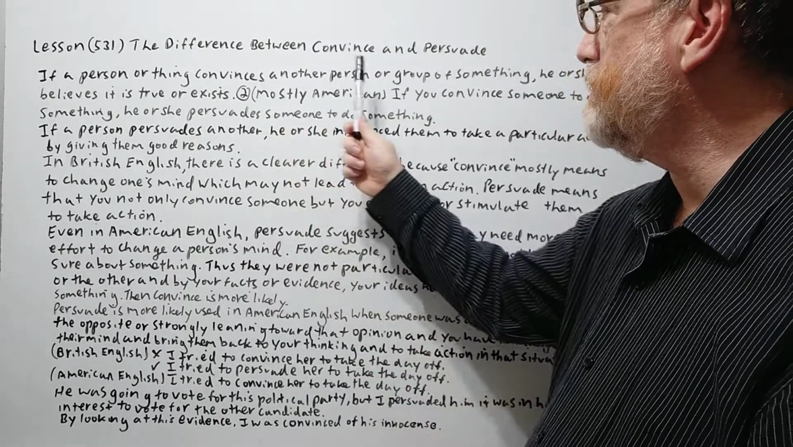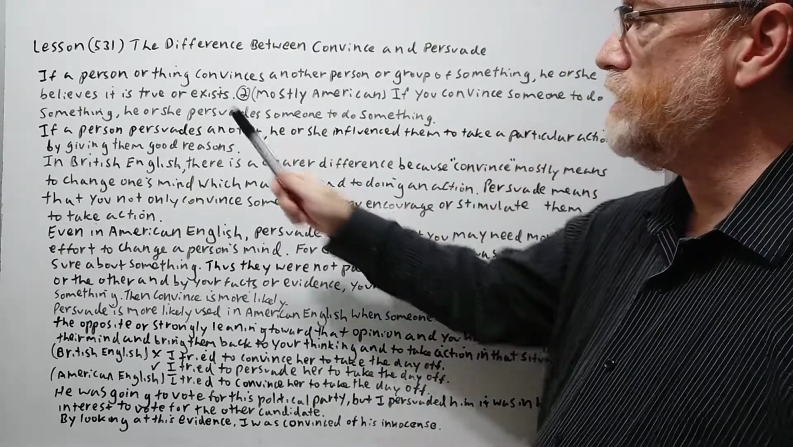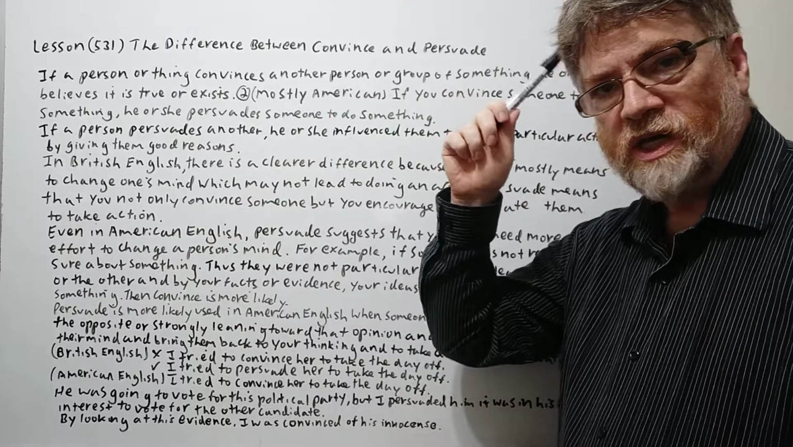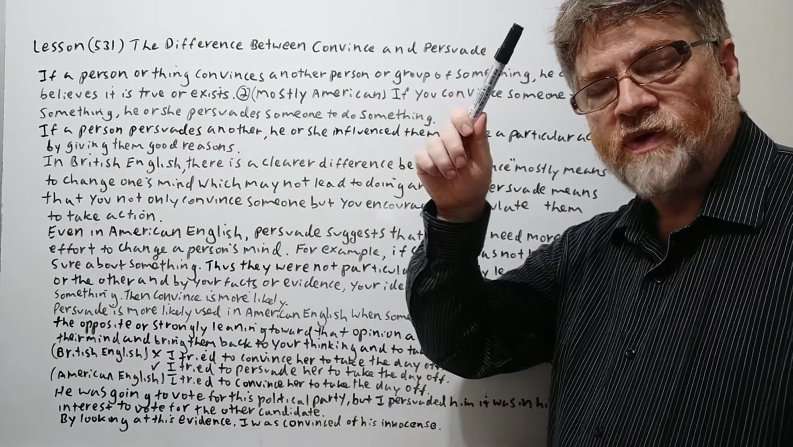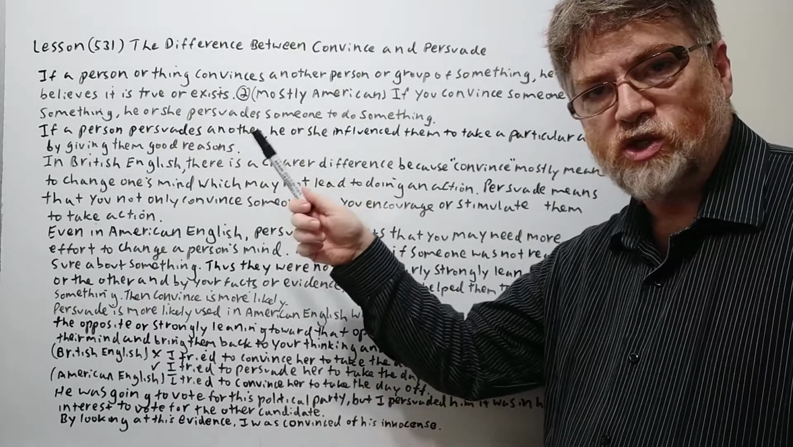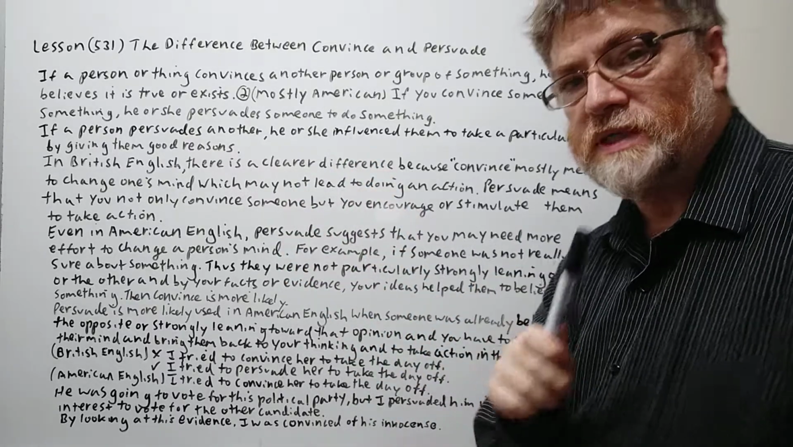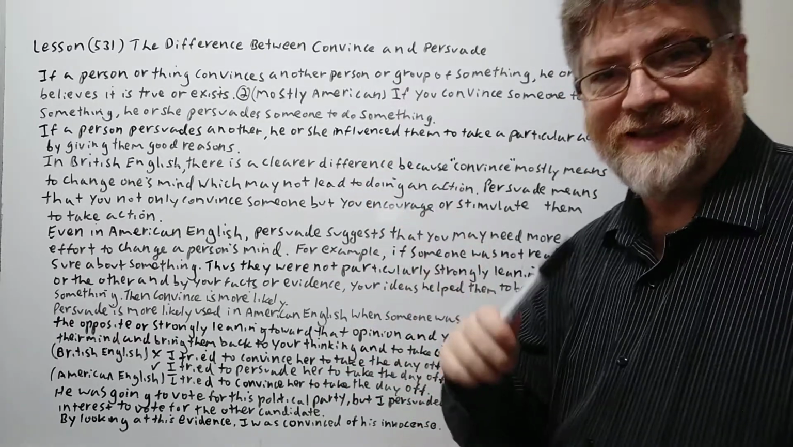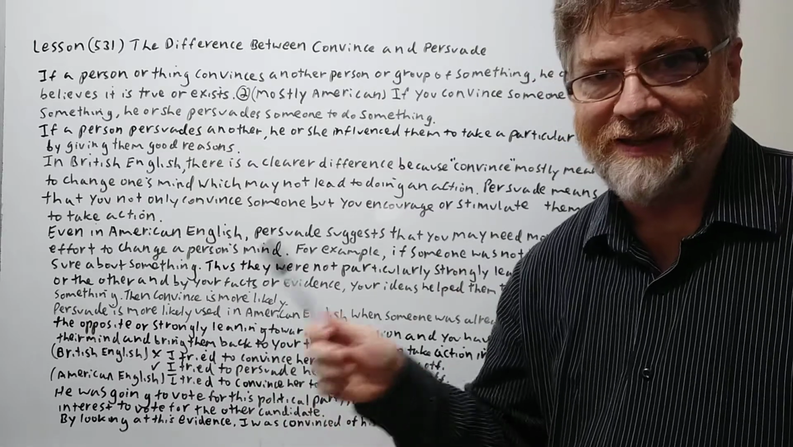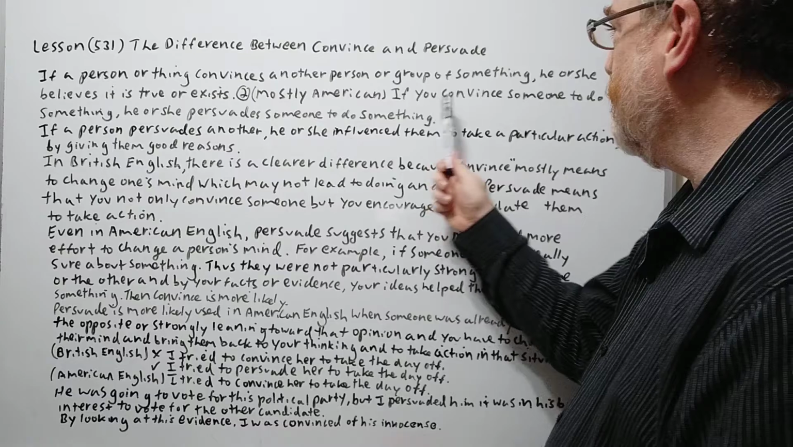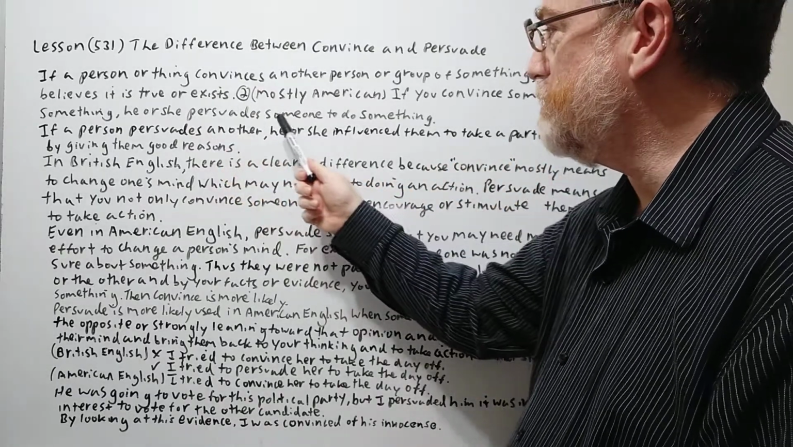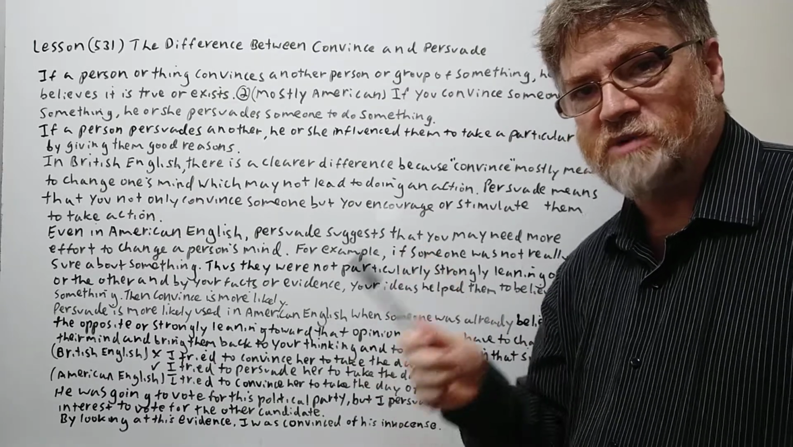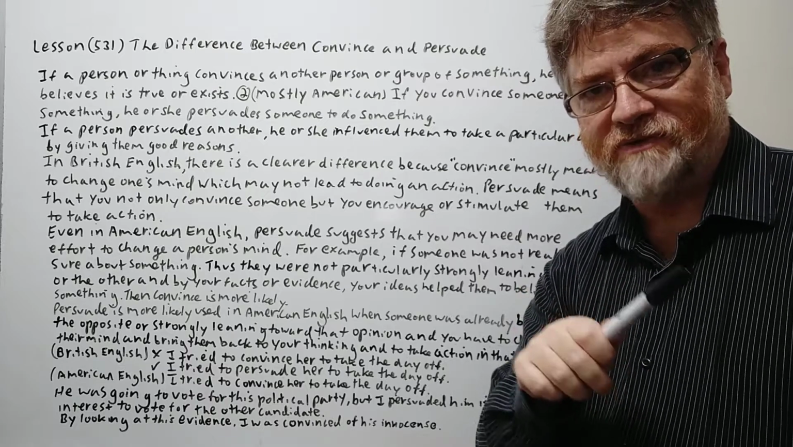If a person or thing convinces another person or group of something, he or she believes it is true or exists. So basically, you've made them think this way. You've changed their mind to think this way, or you've actually made them believe that this is true. All right, now the second one here is mostly American, and this is where some of the difference comes in because this is not British. When I looked at it, I see in the American definition of it, if you convince someone to do something, he or she persuades someone to do something. So this almost makes these two interchangeable in American English, but there's a clearer difference here in British English.